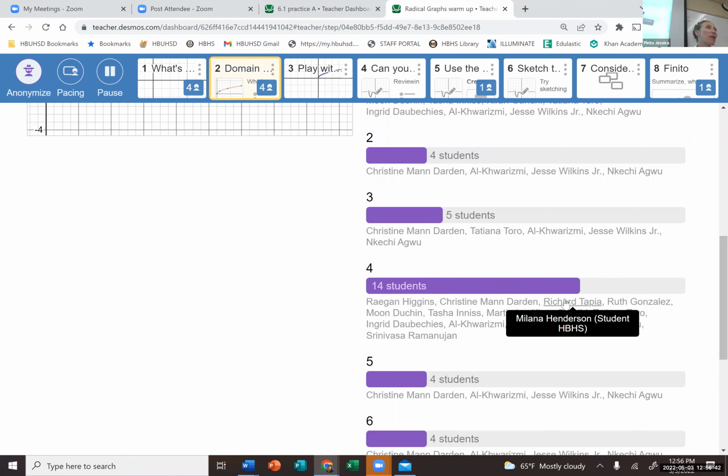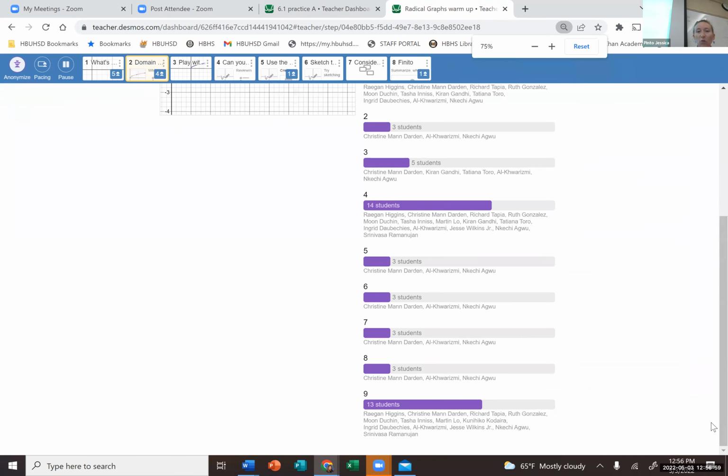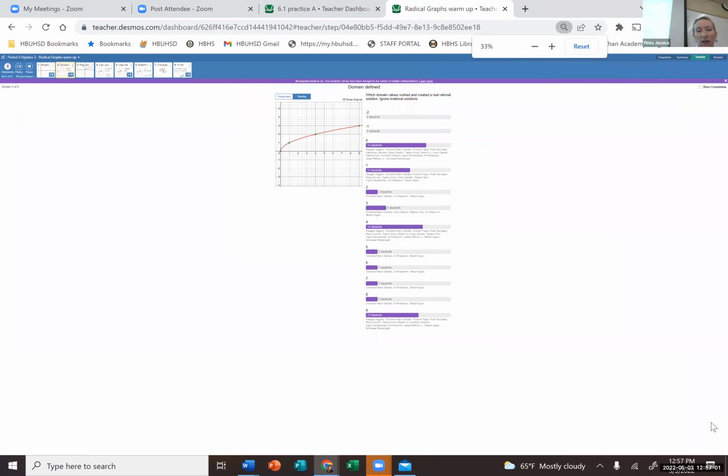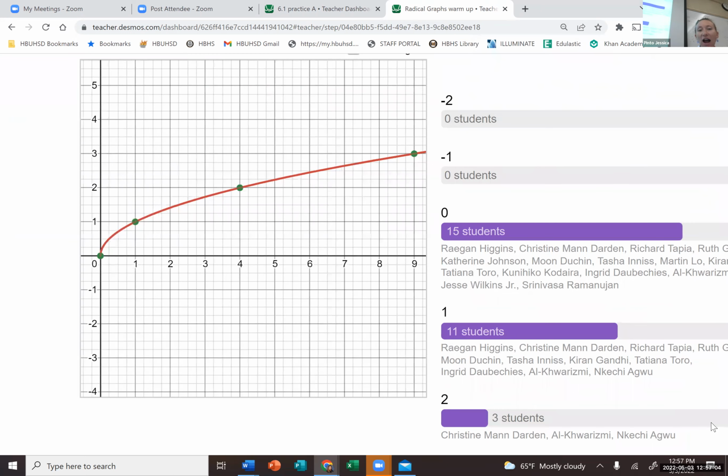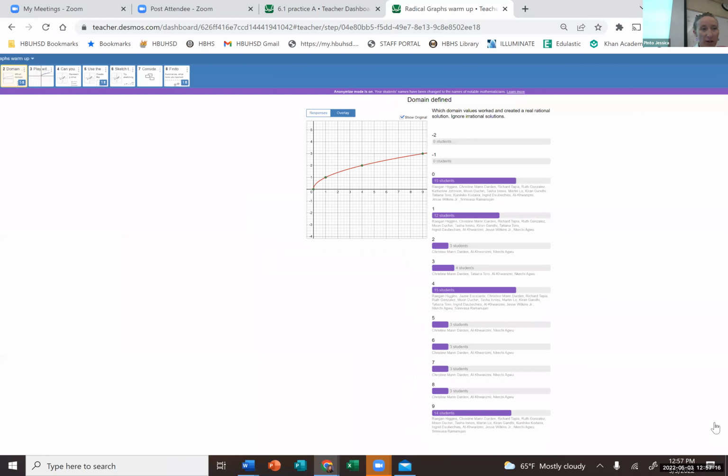Do we know the square root of 5? 6, 7, 8, 9. What's the square root of 9? 3. I'm seeing that more students selected 9 than 8, which is good. We just wanted to select the values that do work, the ones on those green dots. So going forward in our notes, we're going to be using 0, 1, 4, and 9 as our X values that we plug in every time. Those are the X values that work.